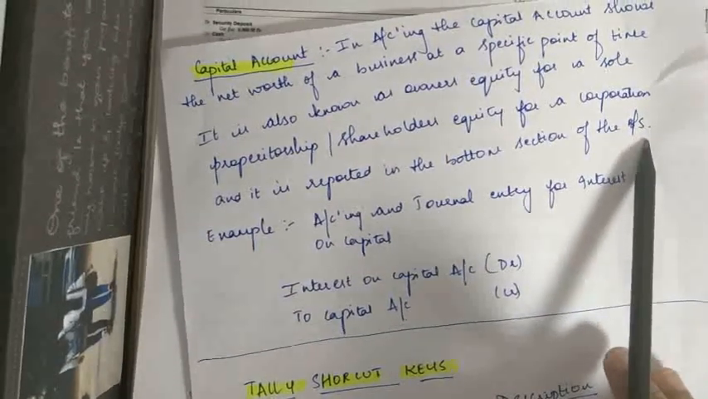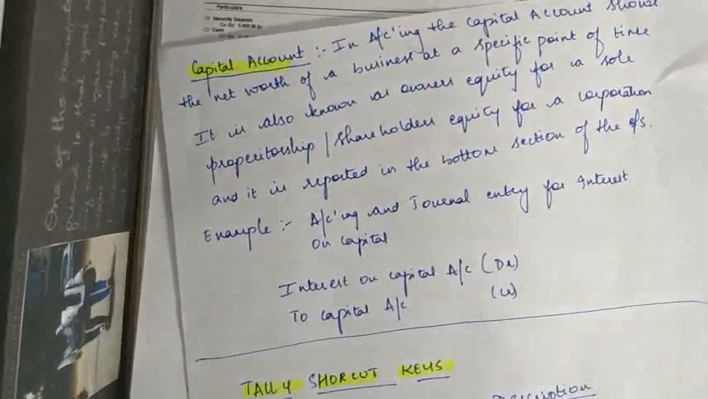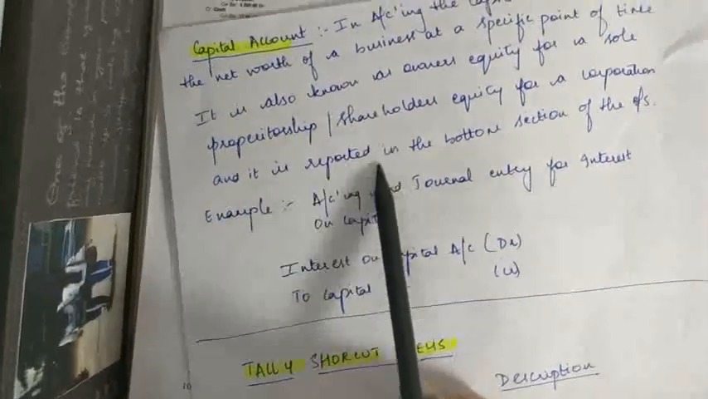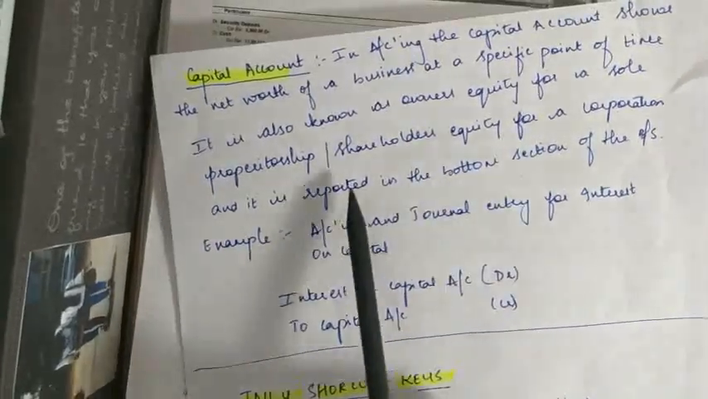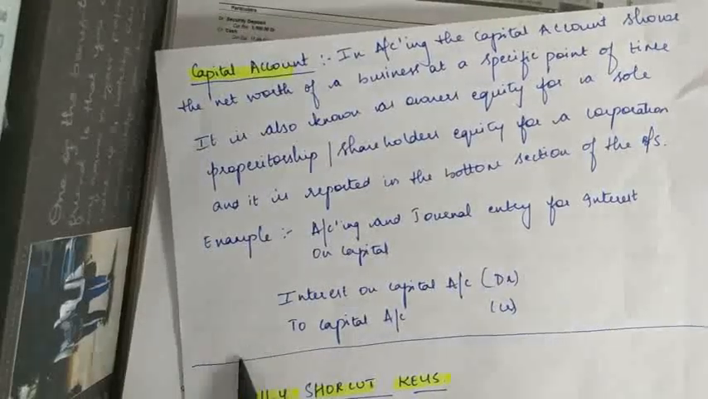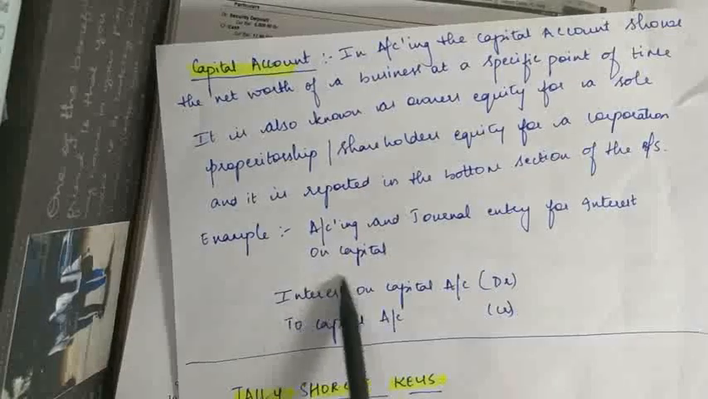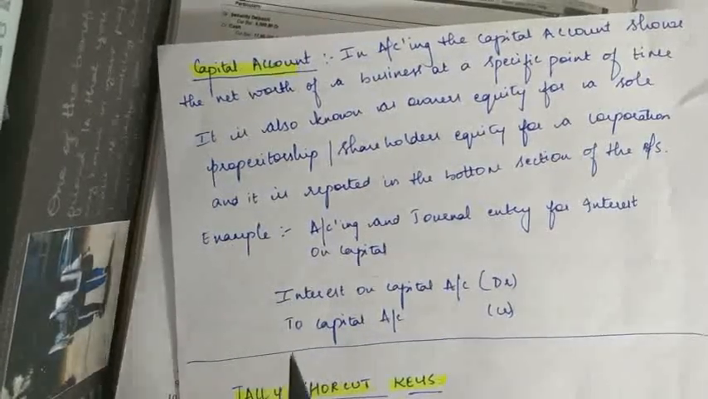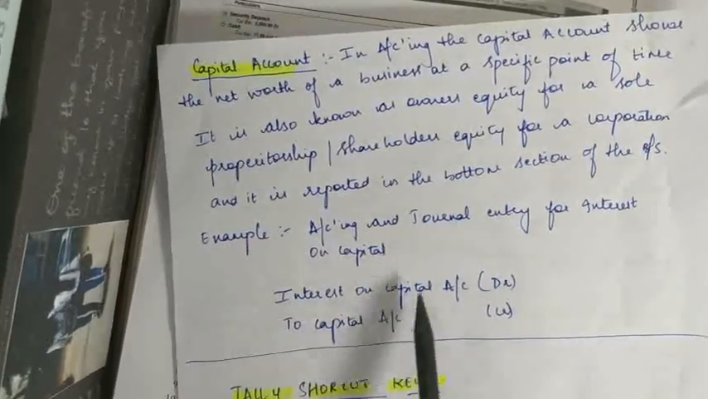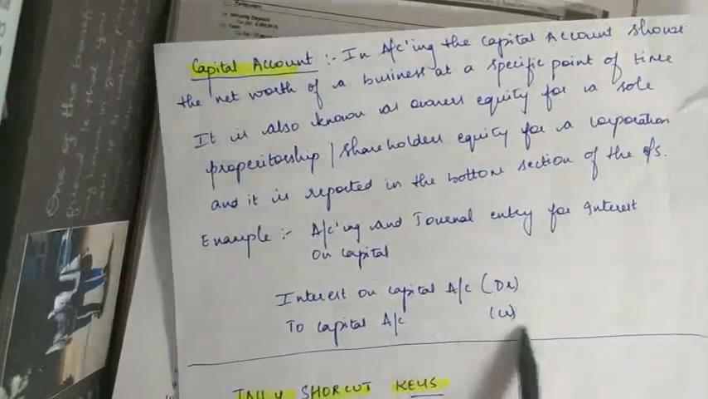I think being commerce students and doing accounts since PU, we all by now know what a capital account is and where the entry of the capital account is usually taken in the balance sheet. For example, you have the accounting and journal entry for interest on capital. This is only an example: you will do interest on capital account debit, capital account credit.